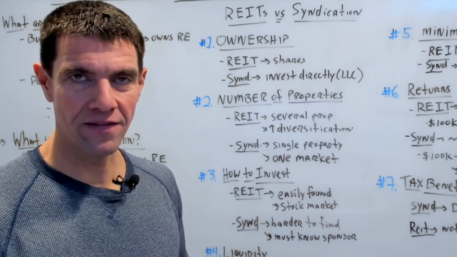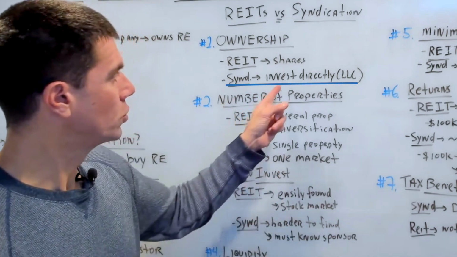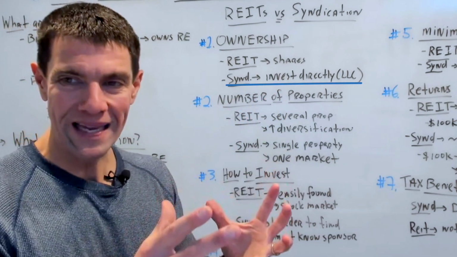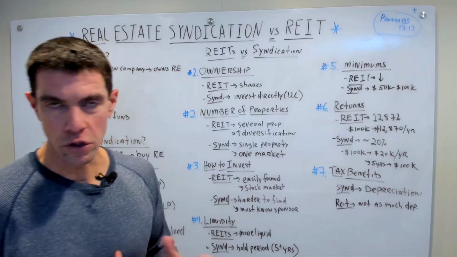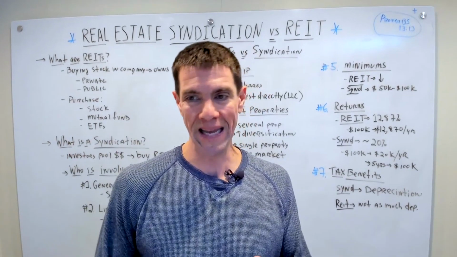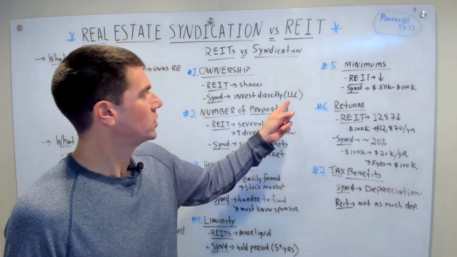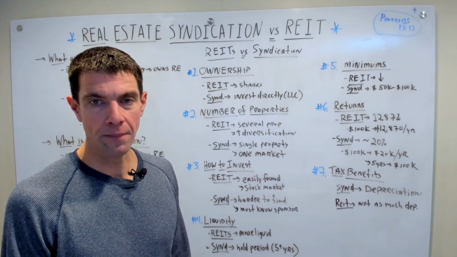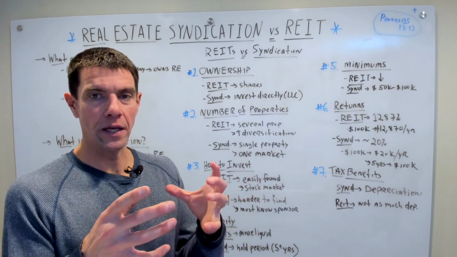Now, when you invest in a syndication, you're able to invest directly into a specific property. Usually you'll own a certain percentage through an entity, and this entity is usually a limited liability company. And this LLC actually holds the asset.